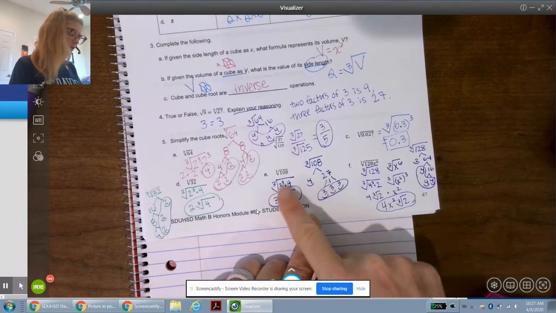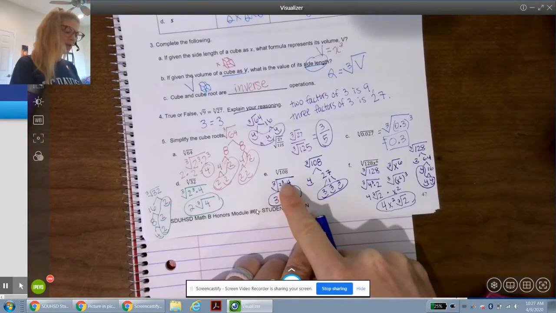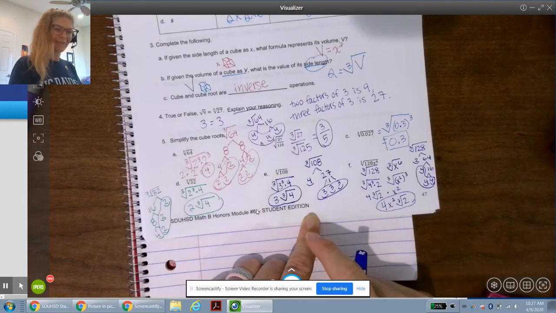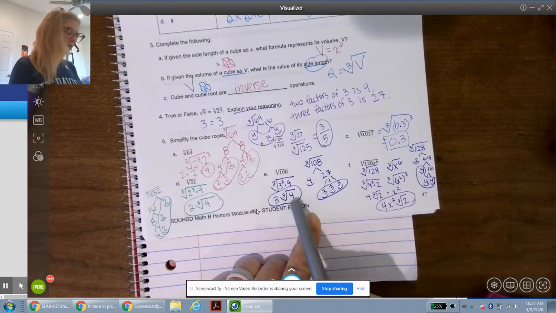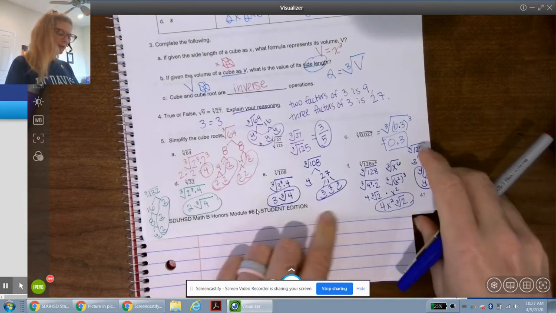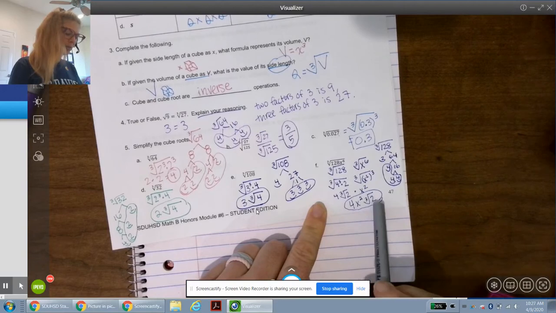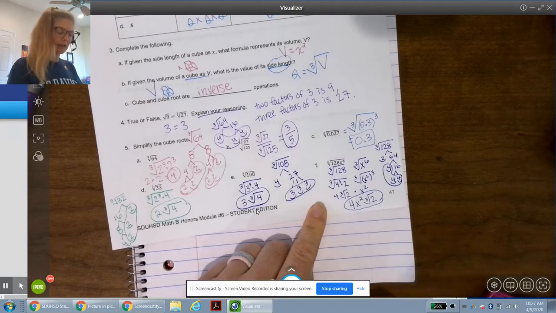So the cube root of 108 is the cube root of 3 cubed times 4. Pull out the 3 because cubing and cube rooting are inverse operations. And we have 3 cube root 4 as our final answer in most simplified form. Now let's take a look at F. F, the final answer is 4x squared cube root 2. So let's take a look at this.